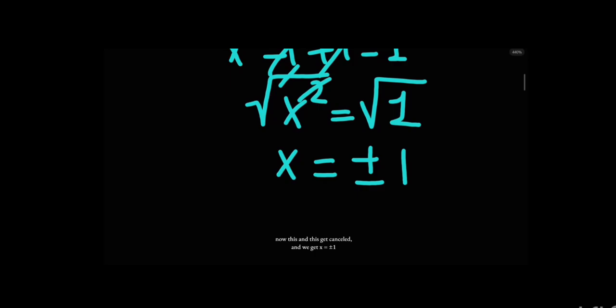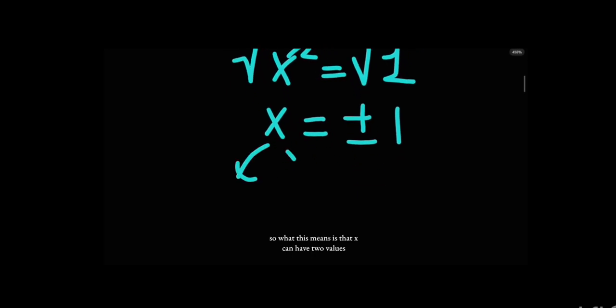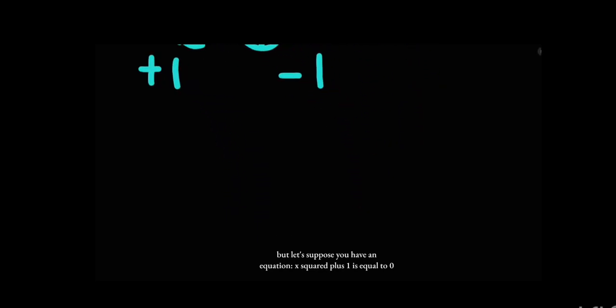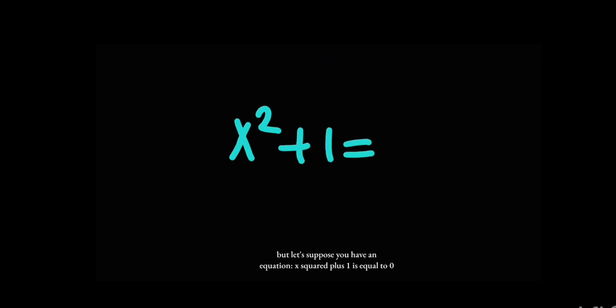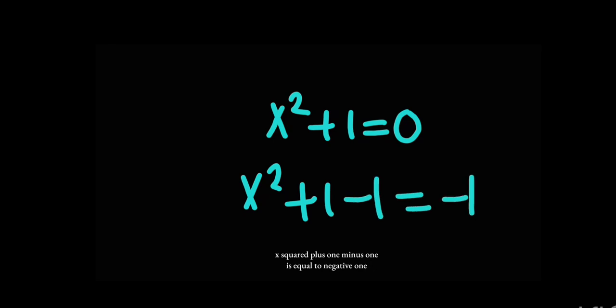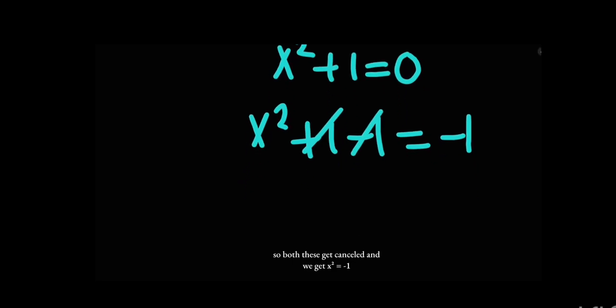So what this means is that x can have two values. It can be negative 1 and it also can be positive 1. Easy enough, nothing really complicated. But let's suppose we have an equation, let's say x squared plus 1 is equal to 0. We would solve it similarly to the previous one. X squared plus 1 minus 1 is equal to negative 1. So both these get cancelled and we get x squared is equal to negative 1.